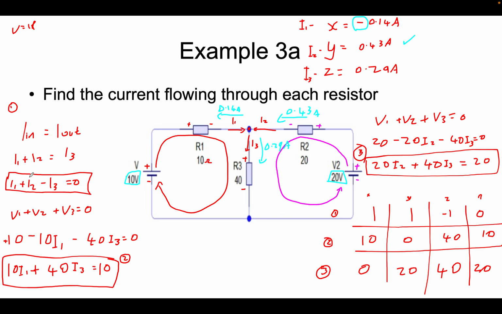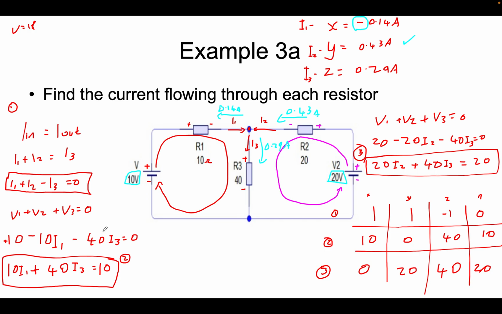I can say I1 plus I2 minus I3 equals 0. Okay, because I've moved that to the side. Second equation I can do, I will use the first loop, 10, which is the battery, minus whatever this one was, R1 times I1, which is 10 I1, minus 40 I3.